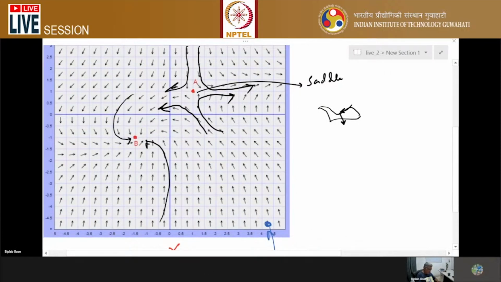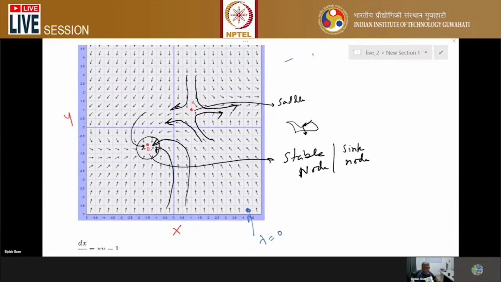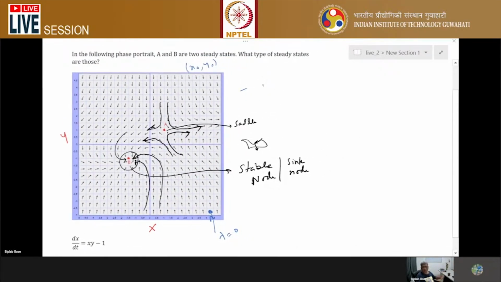All the arrows are collapsing there. So B is a stable node or stable steady state, or it is also called a sink node. Imagine all water is flowing and coming to this steady state. These arrows represent flow of water. They are all coming back to this hole at B, right?